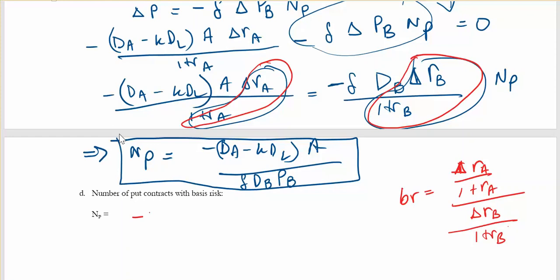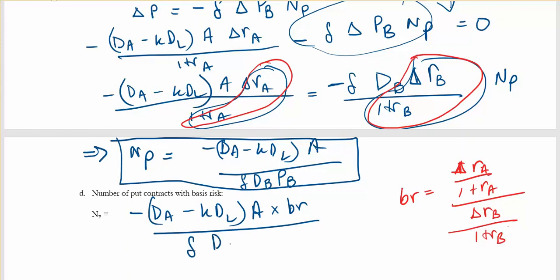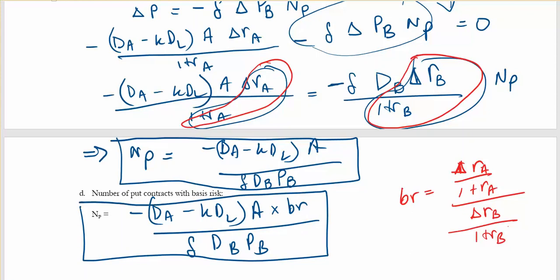And we just get, again, a formula that looks very similar to what we've seen before, except we have this delta term. And we got the basis risk there. So that's with basis risk.